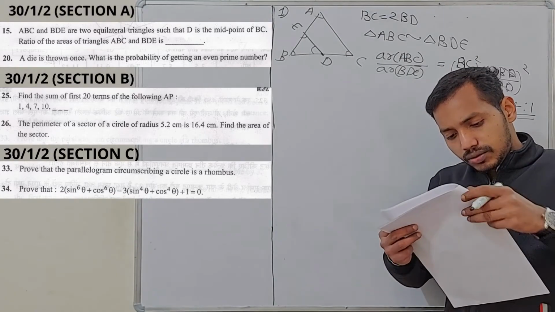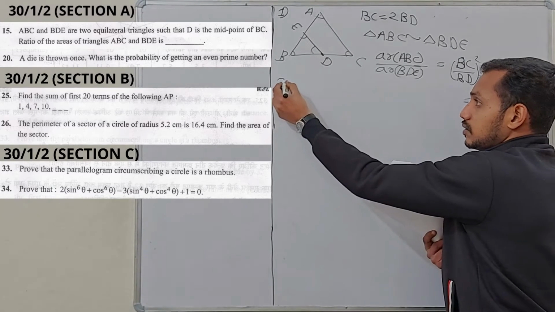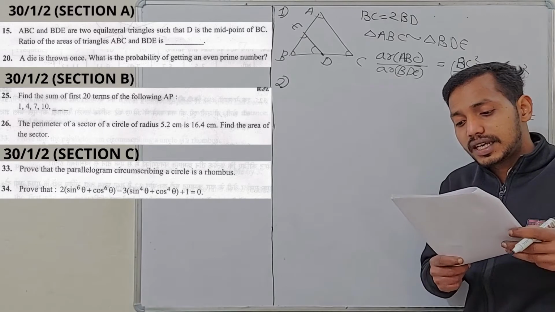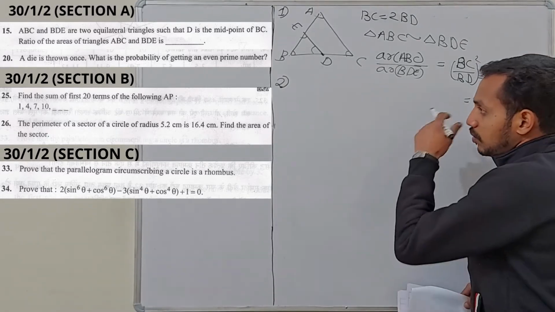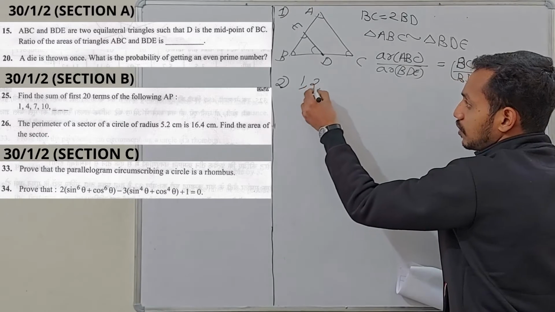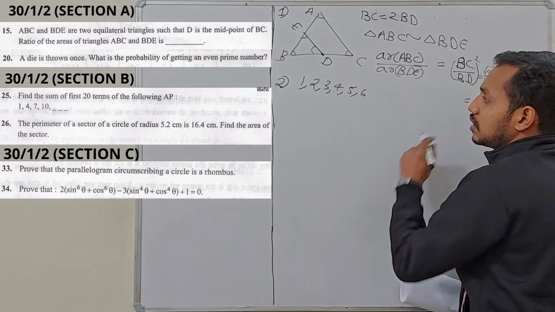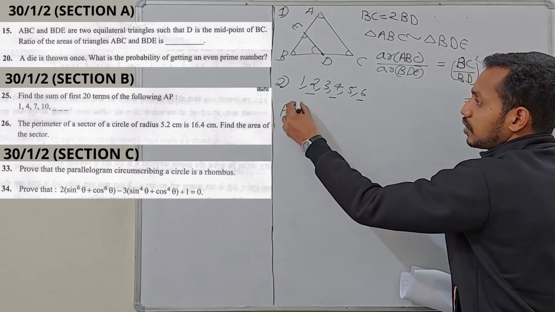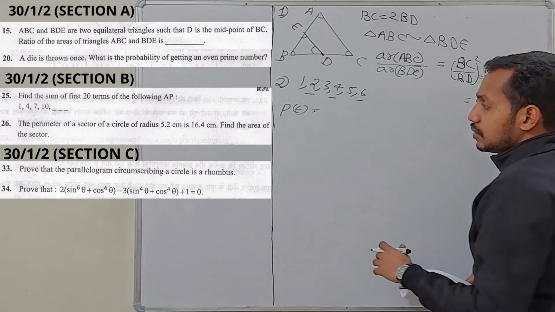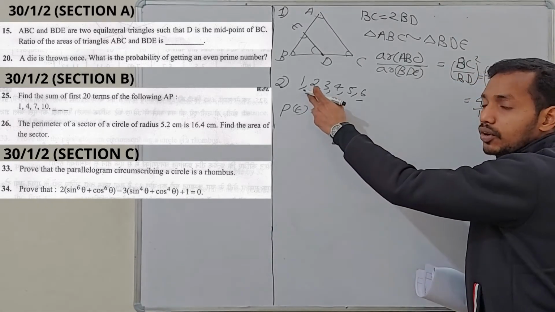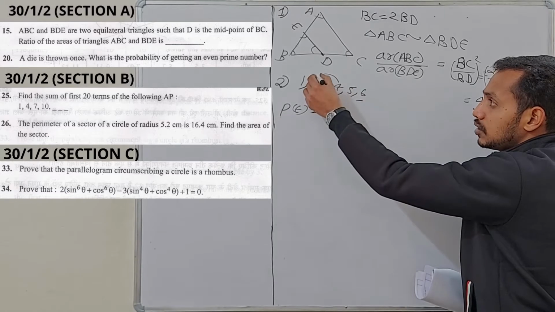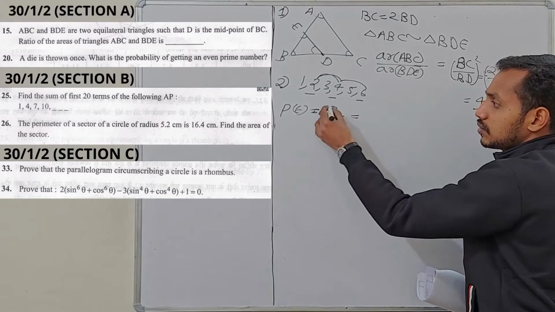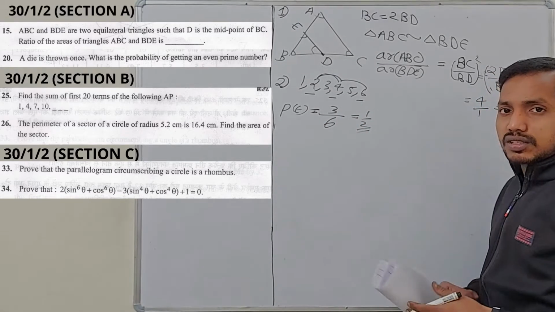What is the next question? It is a 1 mark question from probability. If a die is thrown, what is the probability of getting an even prime number? What are the possible outcomes? 1, 2, 3, 4, 5, and 6. Out of these, the even numbers are 2, 4, and 6. So the probability of an even number is the number of favorable outcomes, 3, divided by the total number of outcomes, 6. Therefore, 3 by 6 equals 1 by 2. This is one more question.